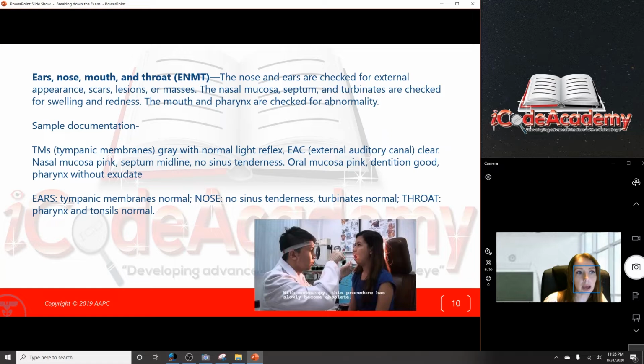So here we can see that a provider may be checking for the external appearance, maybe any lesions, masses, or scars. Also could be noting the nasal mucosa, checking for any swelling or redness. And here below you can see some sample documentation as far as the TM. TM is a common abbreviation for the tympanic membrane. Also checking that EAC, or the external auditory canal. So again, this is just some of the documentation that you may see associated with this system. Not an all-inclusive list by any means.